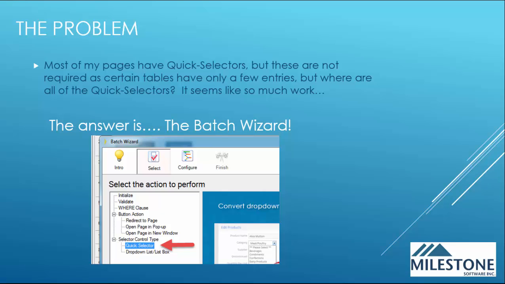Problem: most of my pages have quick selectors, but these are not required, as obviously some tables only have a few entries. But where are all the quick selectors and how do I change them? How do I make all of these things happen? It seems like so much work. Well, the answer is the Batch Wizard.